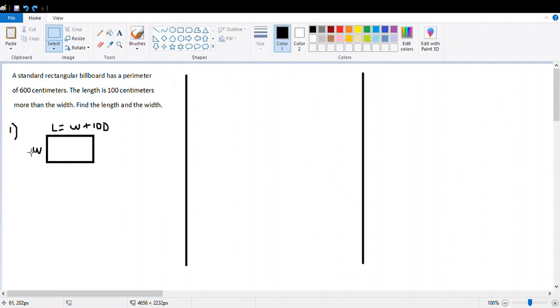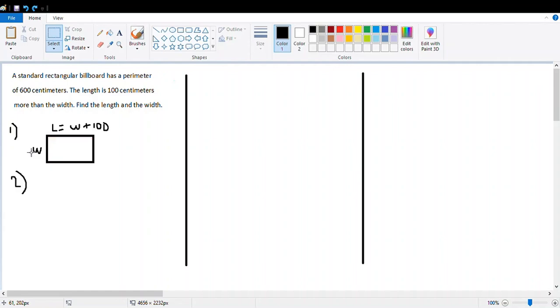The word problem said the length is 100 centimeters more than the width. In other words, we can say that the length is equal to the width plus 100 centimeters. Okay, then this is going to be a good representation to understand what we have to find at the end of the process: the length and the width of this rectangle.